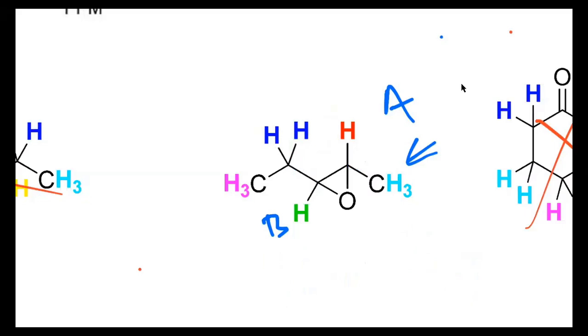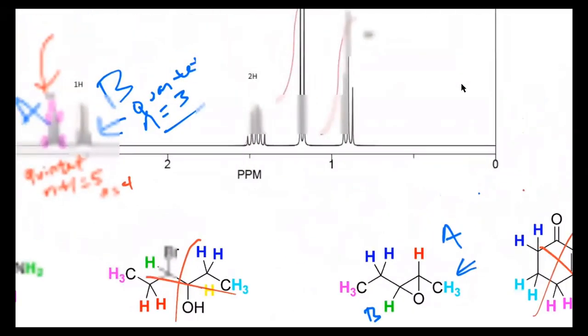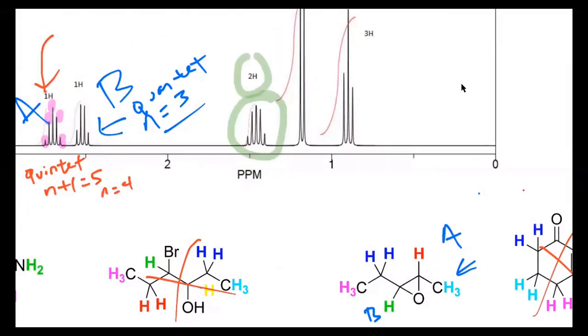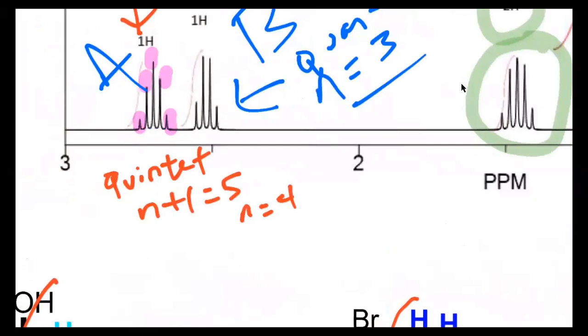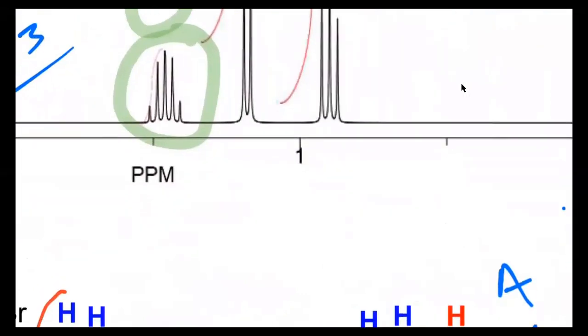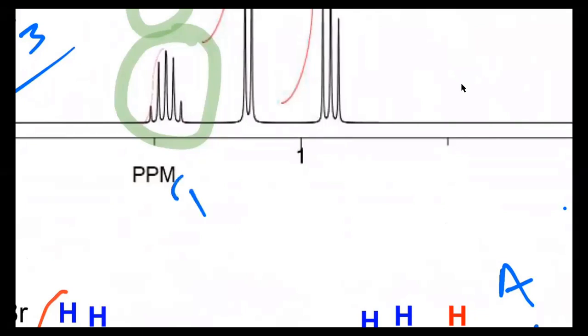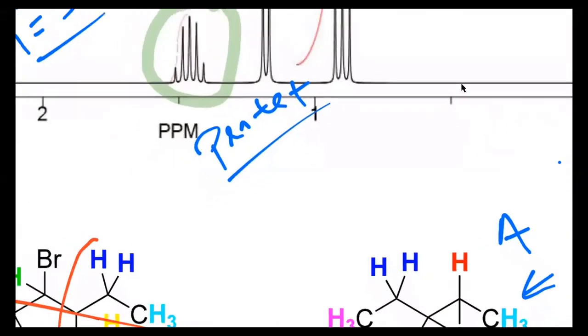Now let's work our way down the spectrum. We're looking at this signal right here. You see it integrates for 2 hydrogens. You also see that it's a quintet. I meant pentet. Let me change that. It's a pentet. All right. And you see here, this is also a pentet. Is that right? Yes.